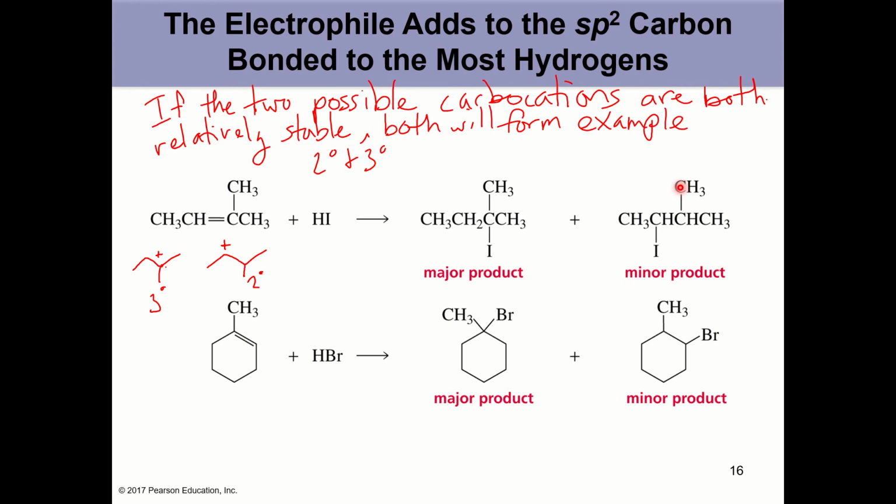Okay. The electrophile adds to the sp2 carbon bonded to the most hydrogens. Our electrophile, when we deal with a halo acid, is hydrogen. And our nucleophile is the iodide ion. And so for HI, if two possible carbocations are both relatively stable, both will form. So our example here is that we have a trisubstituted alkene.